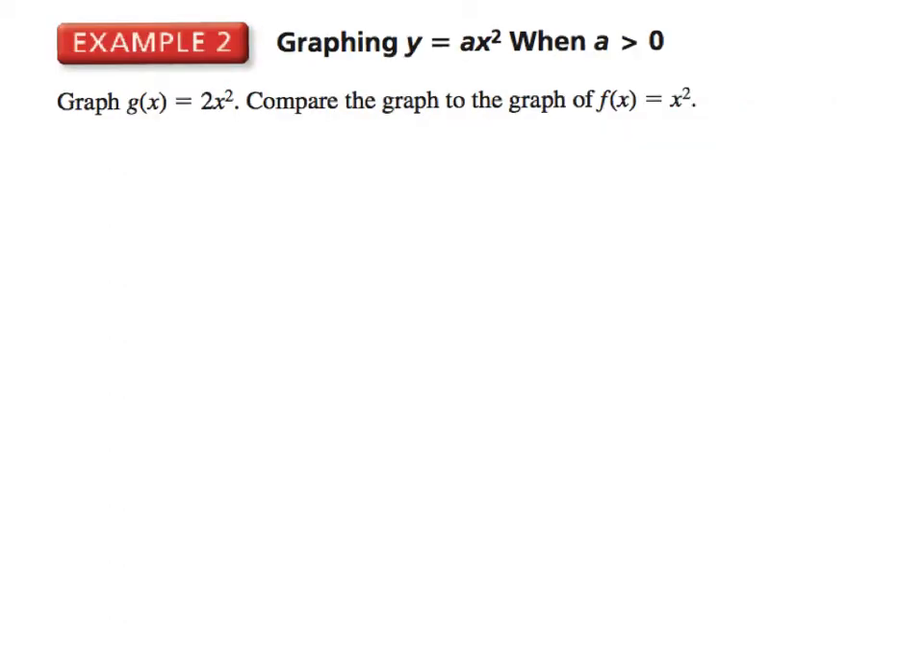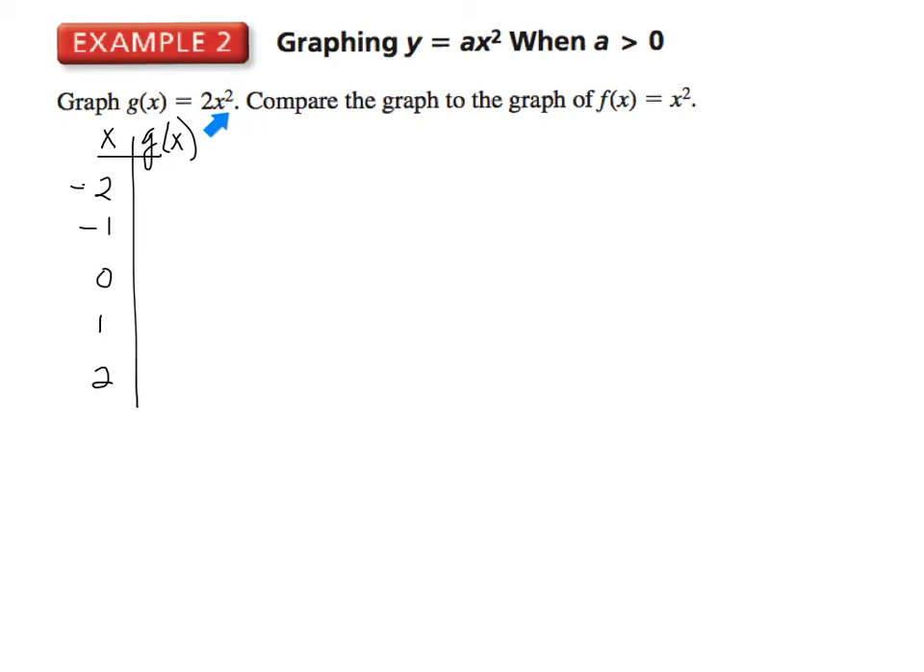Step 2, we're going to graph it. So we have the function g of x equals 2x squared. Step 1, I am going to make an xy table. And in this case, we use g of x. And I'm going to plug in some values. I would plug in some negative values and some positive values. So I'm just going to plug in from -2 to 2.